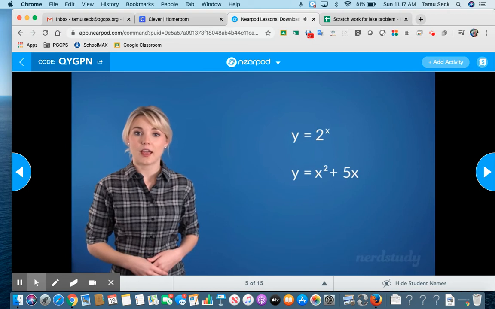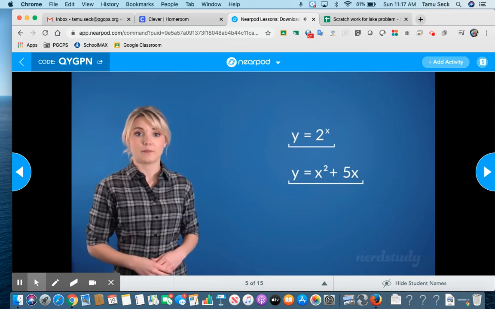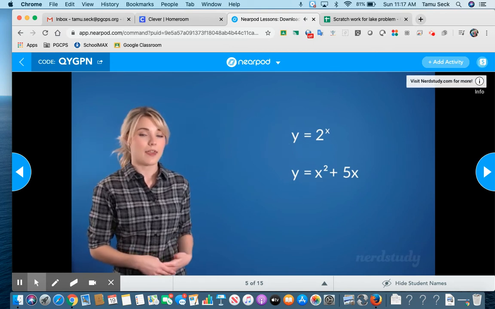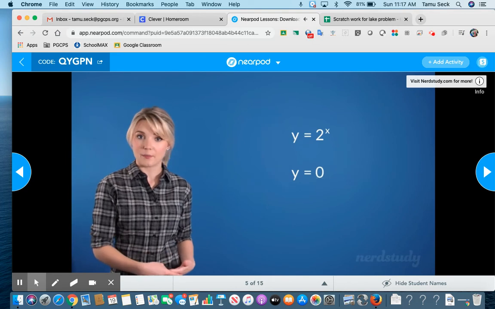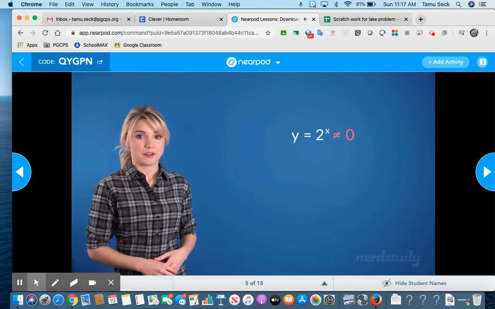It's important to look at the equation of a quadratic function and look at the difference between that and our example of an exponential function. Notice how this quadratic function can equal 0 simply by making x equal to 0 in this example. However, our exponential function can never equal 0.